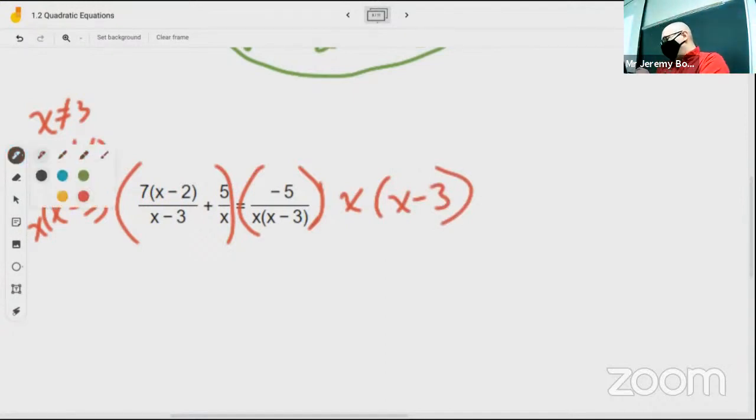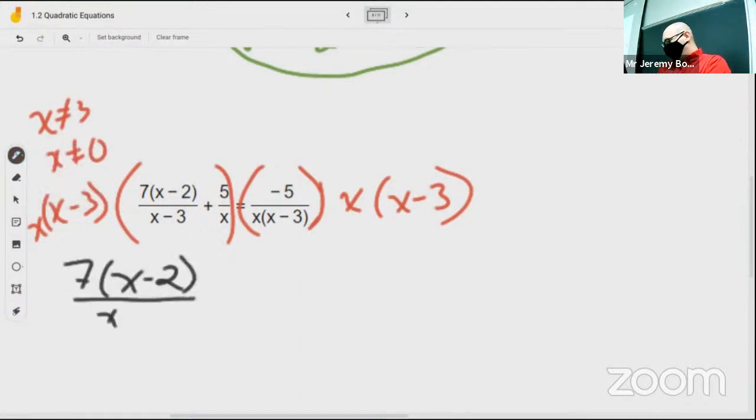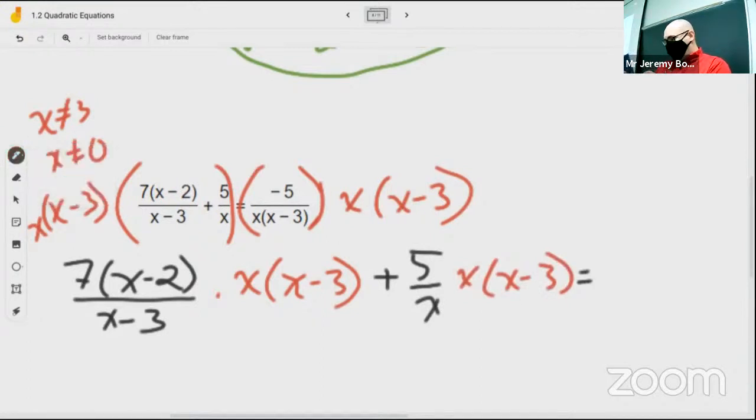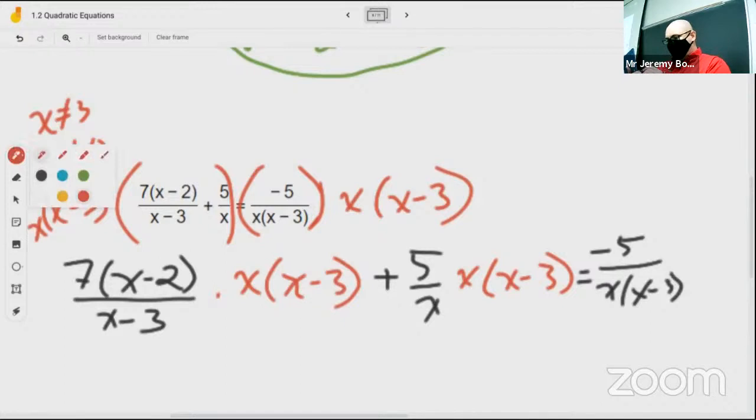So let's see what's going to happen. Well, we're going to have the 7 times x minus 2 over x minus 3 times x times x minus 3, plus 5 over x times x times x minus 3. And then on the right-hand side, negative 5 over x times x minus 3 times x times x minus 3.